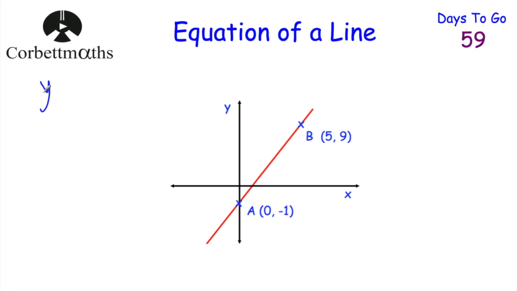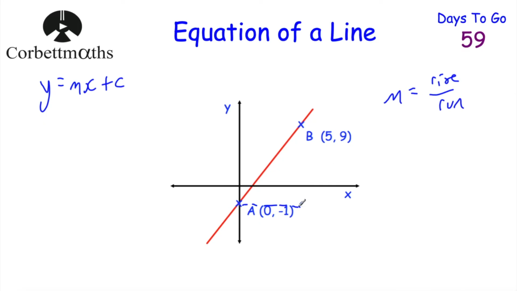Okay, the equation of this line will be y equals mx plus c. We need to find m, the gradient, and c, the y-intercept. Now c is quite easy. It's going to be -1. It crosses the y-axis at -1, so it'll be -1. But let's find its gradient, m. M is equal to the rise divided by the run. So let's do our little triangle.